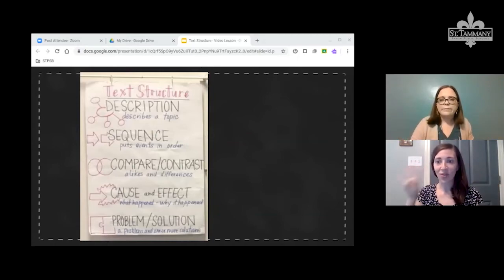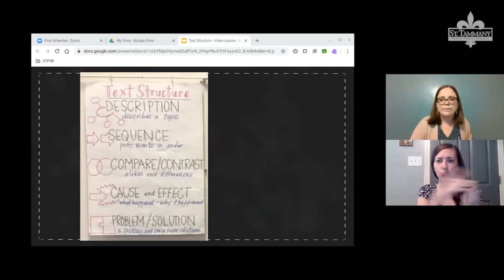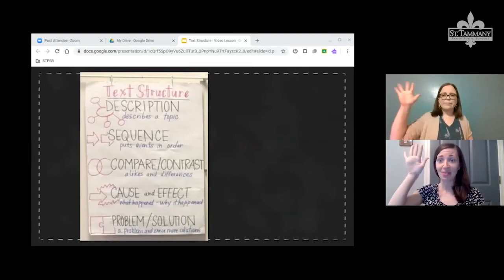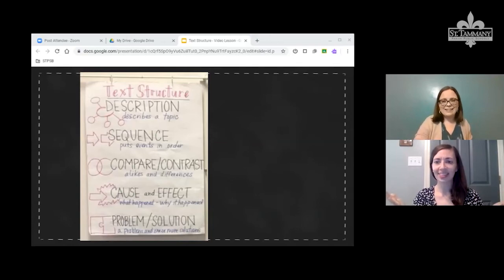Excellent. Our fourth text structure is cause and effect. What happened? Why it happened. Try it with me. What happened? Why it happened. Cause and effect. Good. And our last one is problem, solution. A problem and one or more solutions. Try it with me. A problem and one or more solutions. Problem, solution. Excellent job. Y'all are doing awesome.